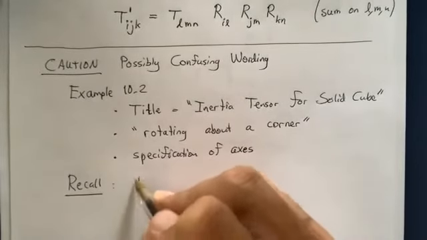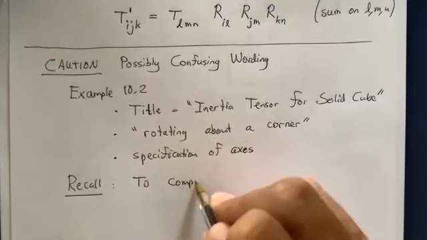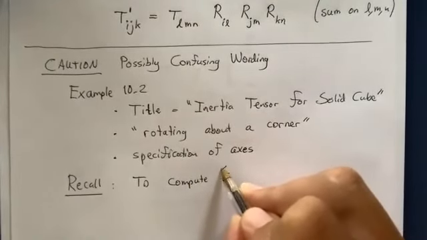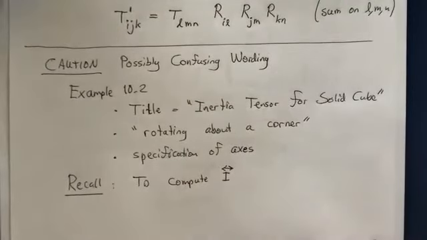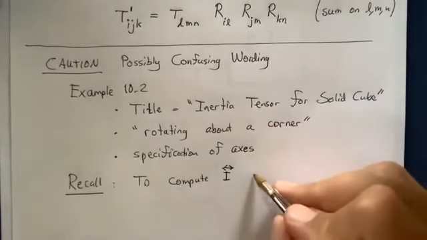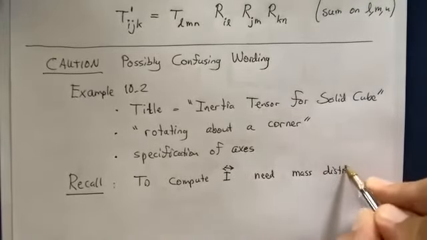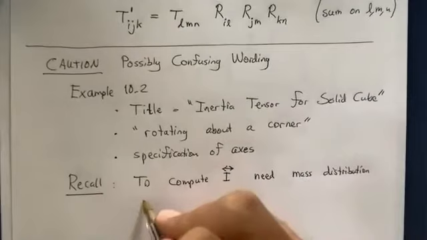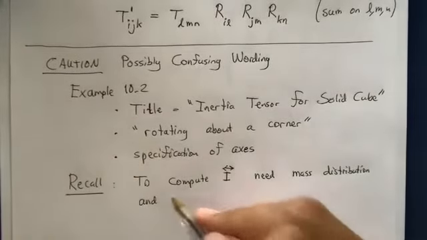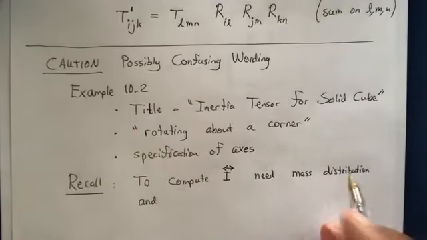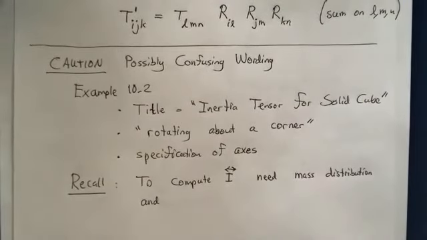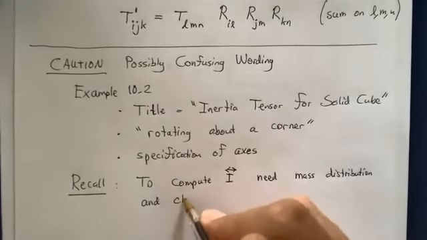So we'll say it like this: to compute the inertia tensor I, you need a mass distribution and a coordinate system. You have to choose an origin. So you certainly need some sort of mass distribution. In this example, you have a solid cube. That's a perfectly good mass distribution. But to compute the inertia tensor, you need to specify the origin. So that's a choice.